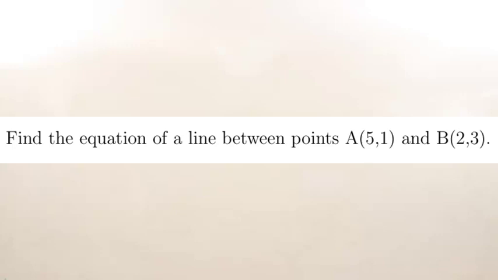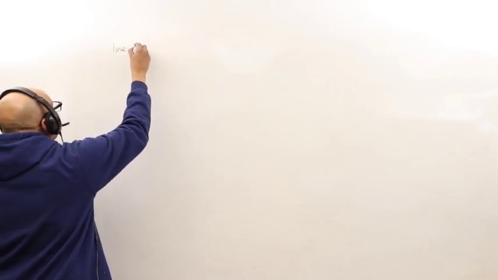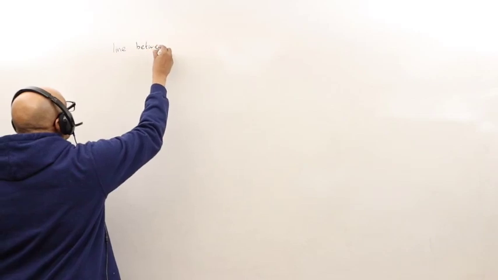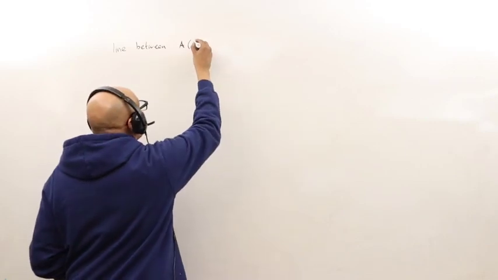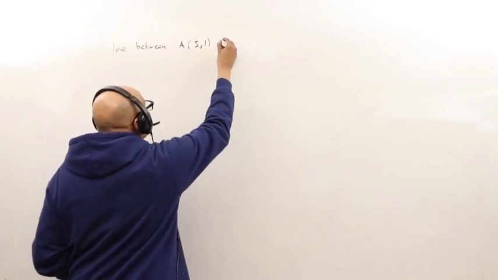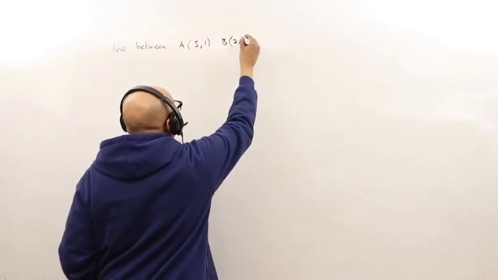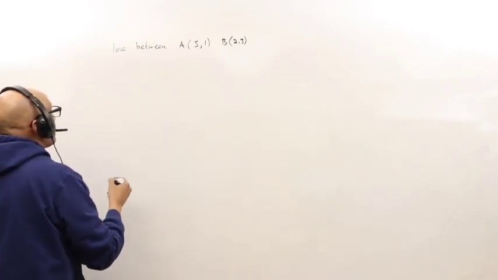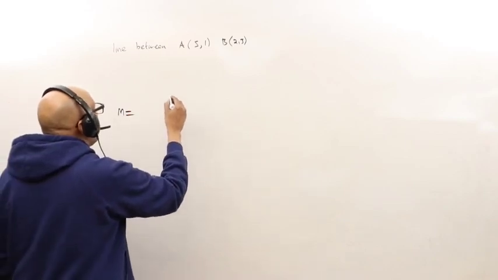Find the equation of a line between the points A (5, 1) and B (2, 3). So if we have A, which is (5, 1), and B at (2, 3), we can start with the slope. We can ask ourselves, what is the slope of the line between A and B?